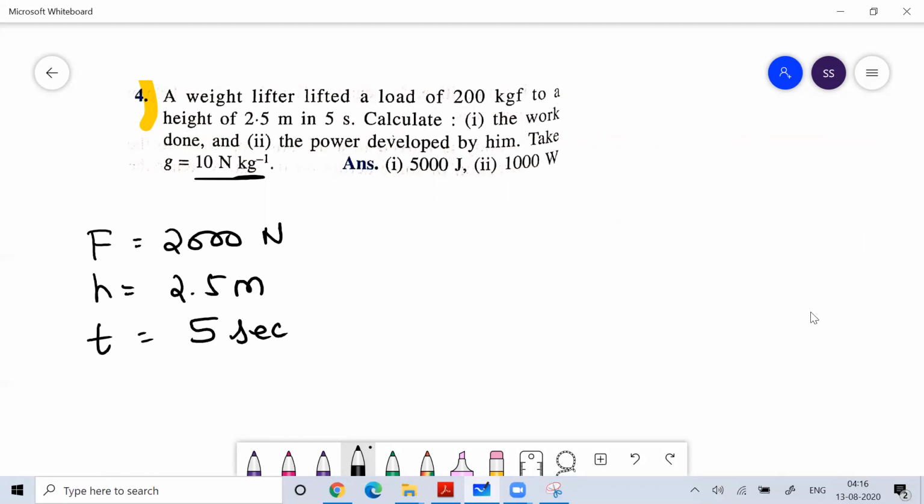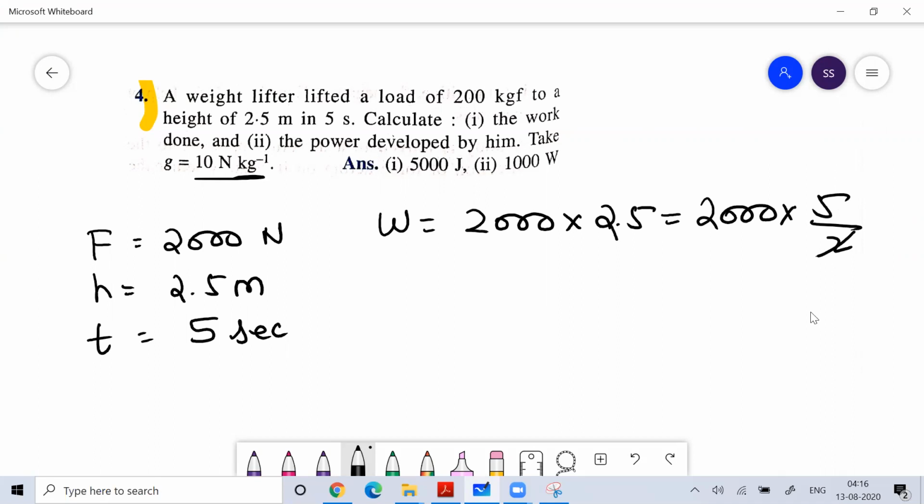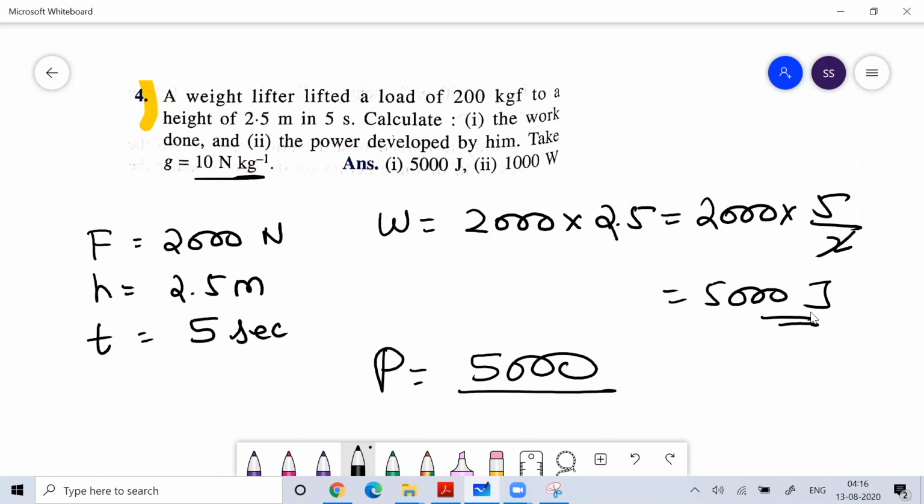the formula of work done is force into displacement. So here the work done will be 2000 into 2.5. I can write this as 2000 into 5 by 2. So work done is equal to 5000 joule. And then the power developed by him: power is equal to work done, that is 5000, divided by time, 5 seconds. So the power is 1000 watt or 1 kilowatt.